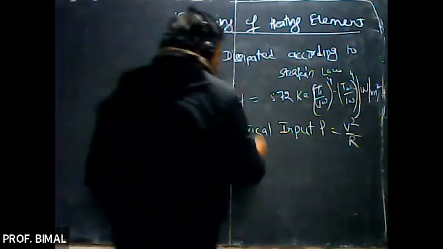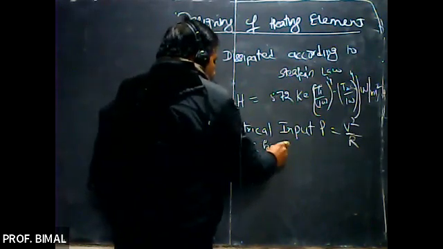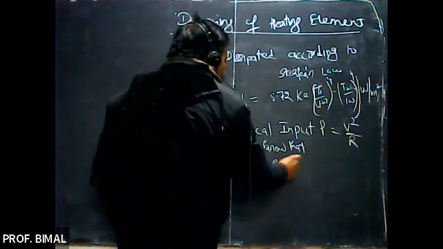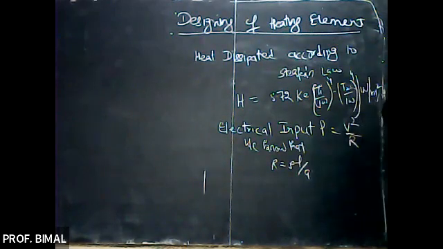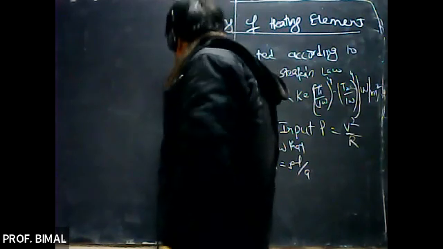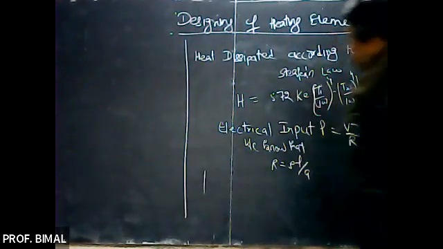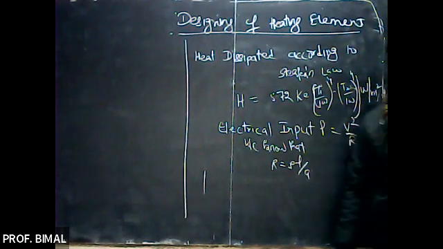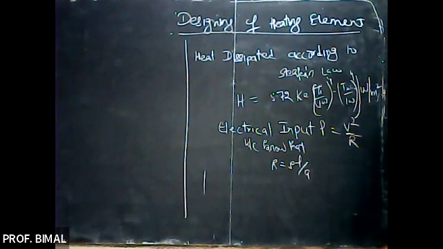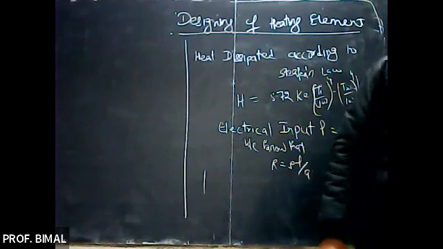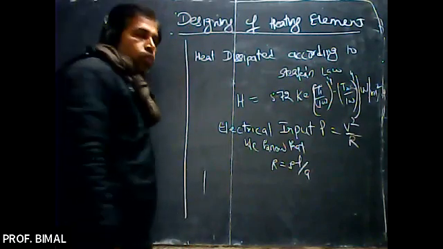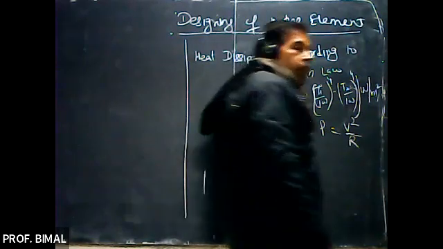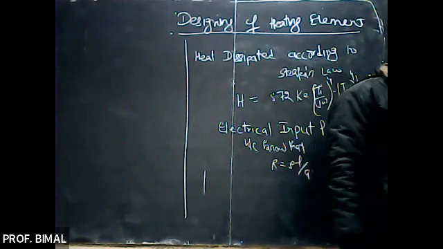Now we know that R = rho L / A, right? Where L is the length of the heating element, A is the area of cross section of the heating element, and rho is the resistivity of the material, right?